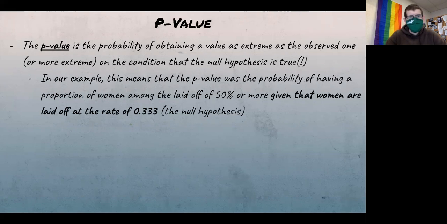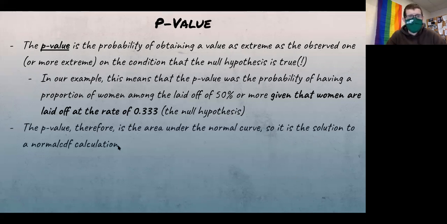In our specific example, this means that the p-value is the probability of having a proportion of women among those laid off of 50% or greater, given that women are laid off at a rate of 33%. If there really was a fair lottery process, there'd be about a 33% chance of women being laid off. Is 50% an outrageous outcome given that scenario?